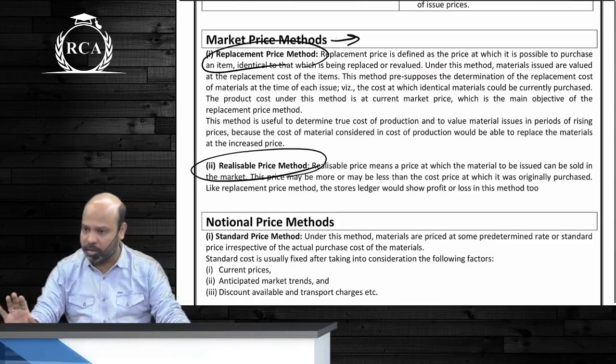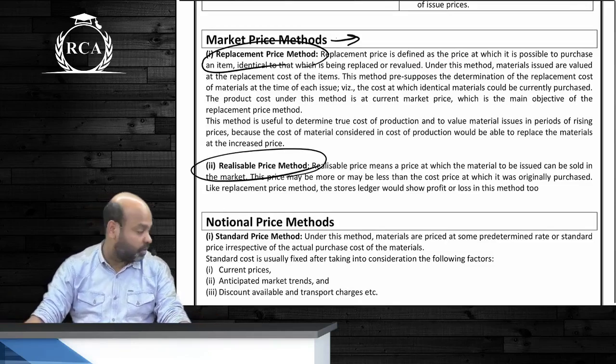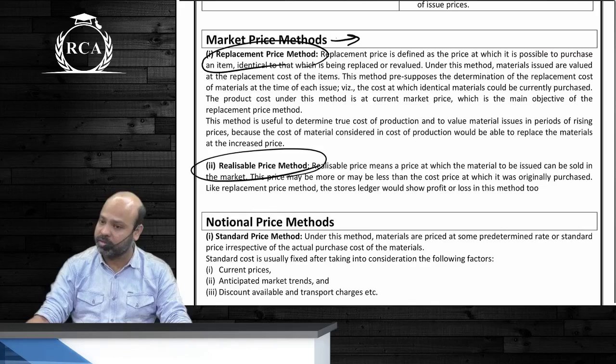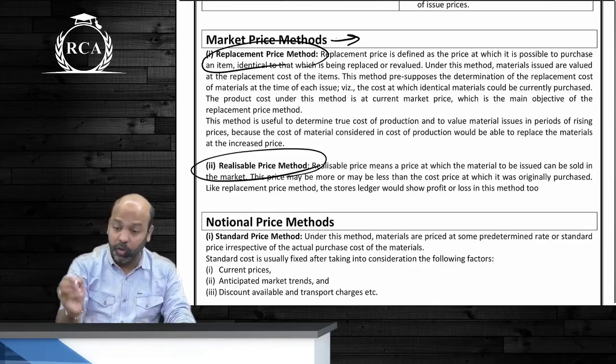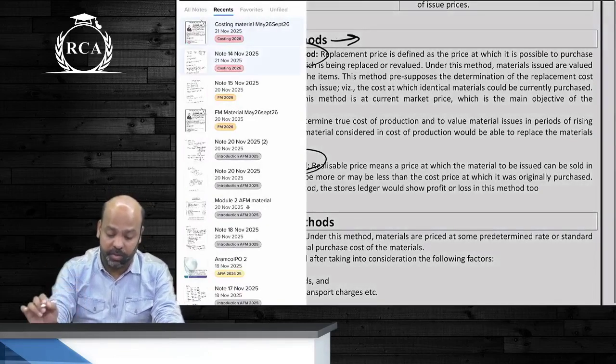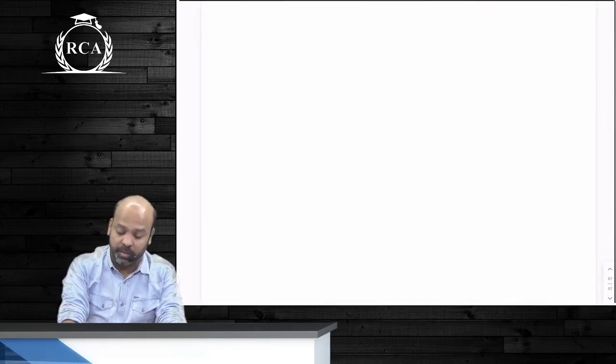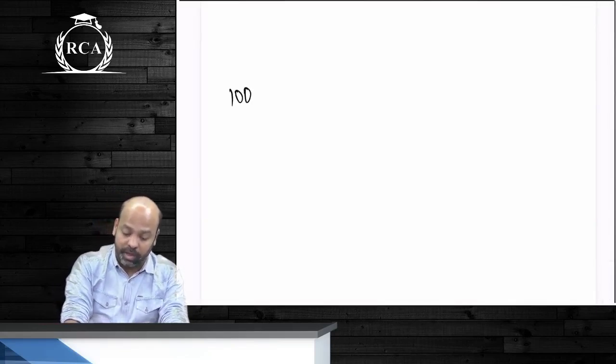I'll repeat, better. Let's say that you have 100 units of raw material purchased at a price of 10 rupees. This 10 rupees is historical cost. We do not use market price methods, guys, for the purpose of regular accounting. This is only for decision making. The concept of relevant and irrelevant comes for decision making.